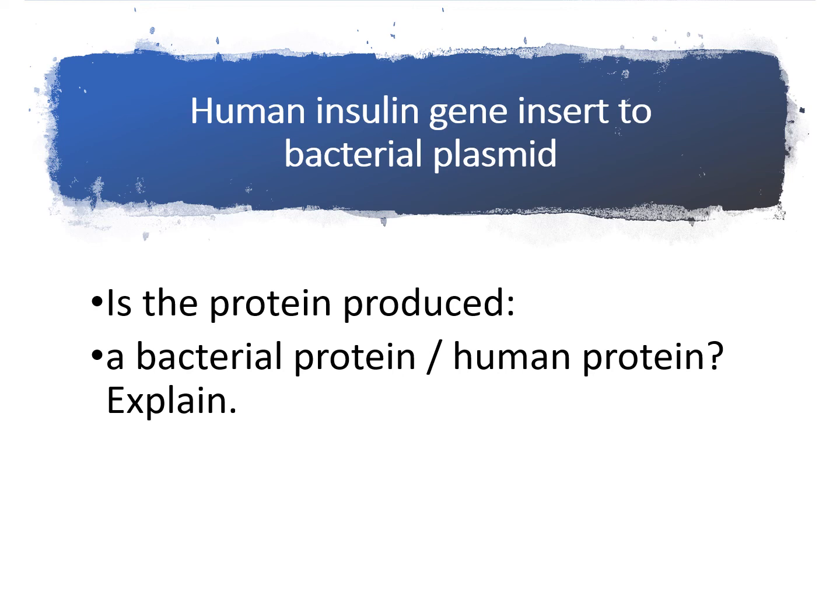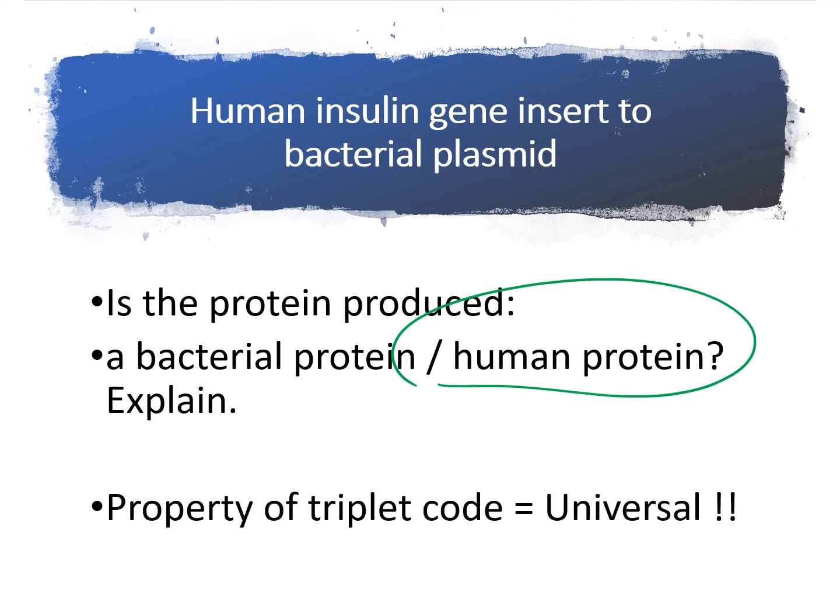The answer is, the human insulin gene is inserted into the bacterial plasmid, put back into the bacteria. The protein produced should be the human protein because it's a human insulin gene. No matter in what organisms with the human insulin gene, it must produce the human insulin protein. And the explanation is because of the property of the genetic code or the triplet code, they are universal. So it always codes for the same amino acid. No matter in what organisms, it will always express to give the gene and give the protein. For example, if this time it is a human insulin gene, it will always give the human insulin protein.